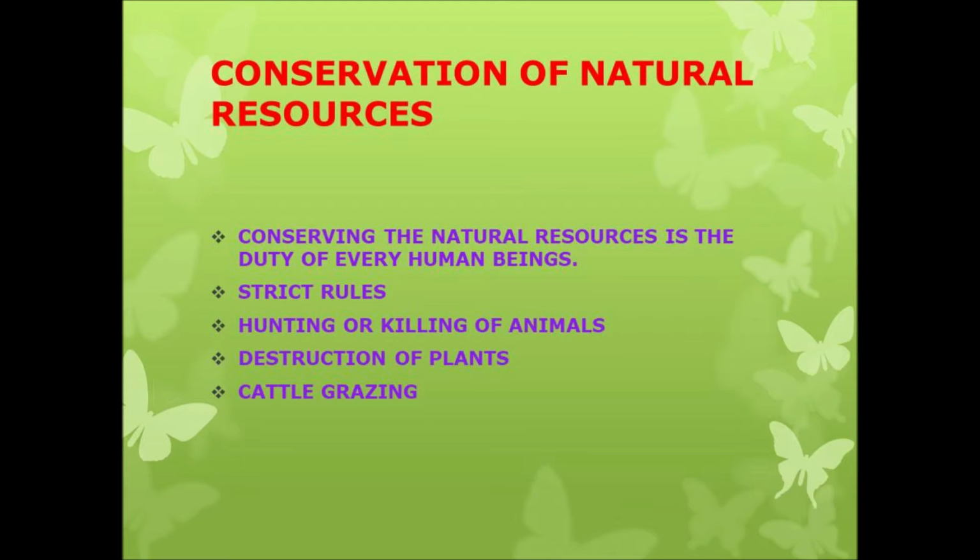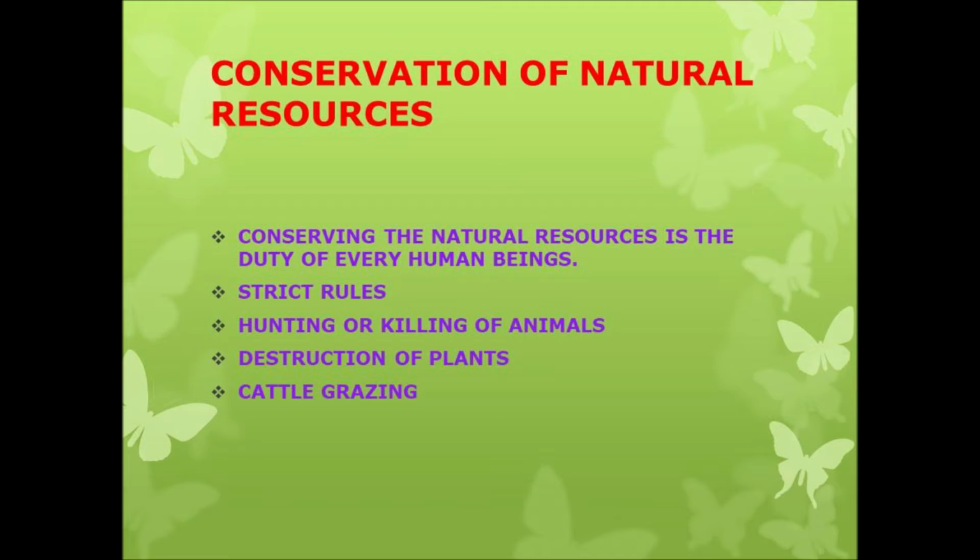The government of India has framed strict rules regarding the following activities: hunting or killing of animals, destruction of plants, and cattle grazing. So these are all things we should strictly not do. Is it clear? In India, some non-government organizations also help in conserving the environment. Some of them work on creating awareness among people.